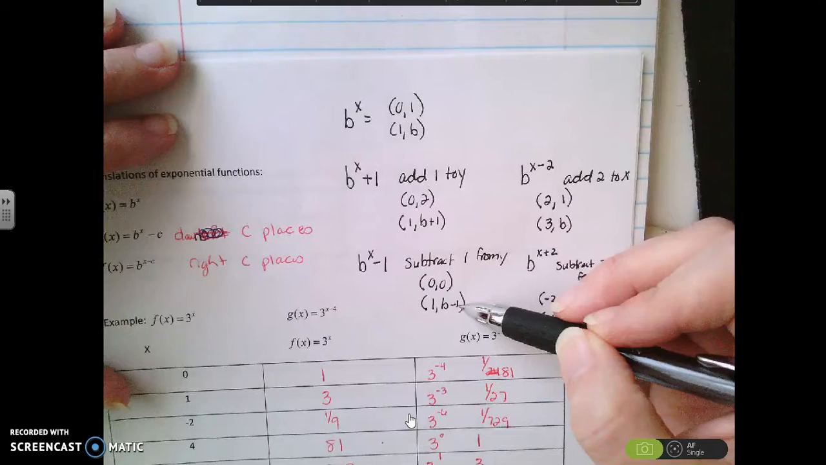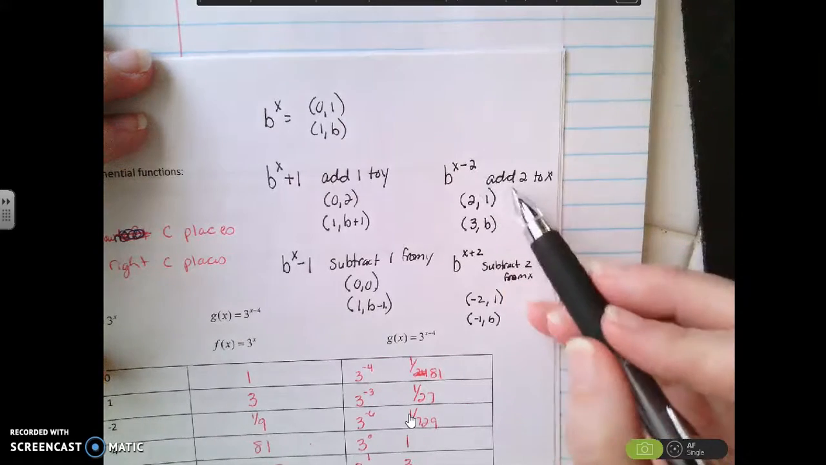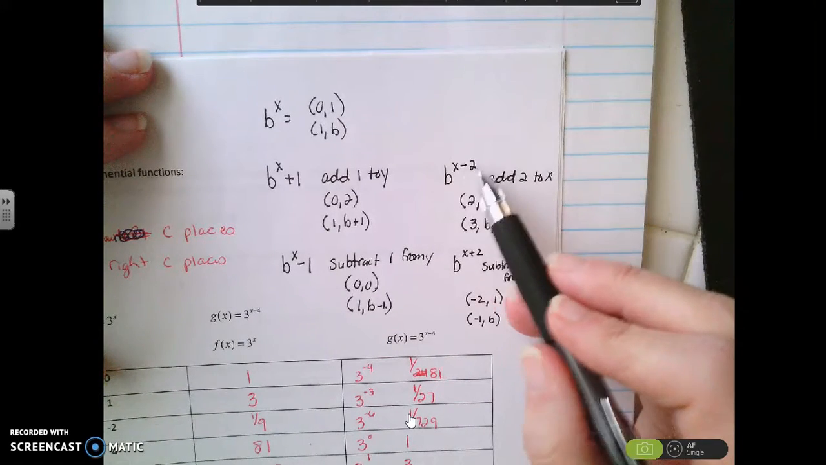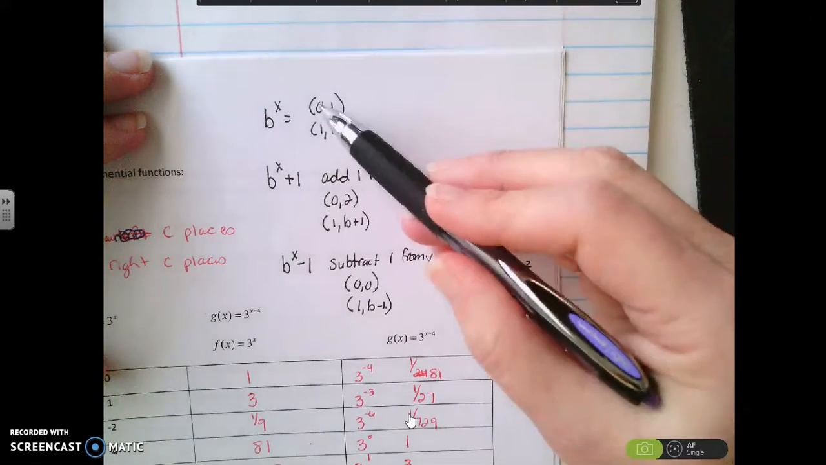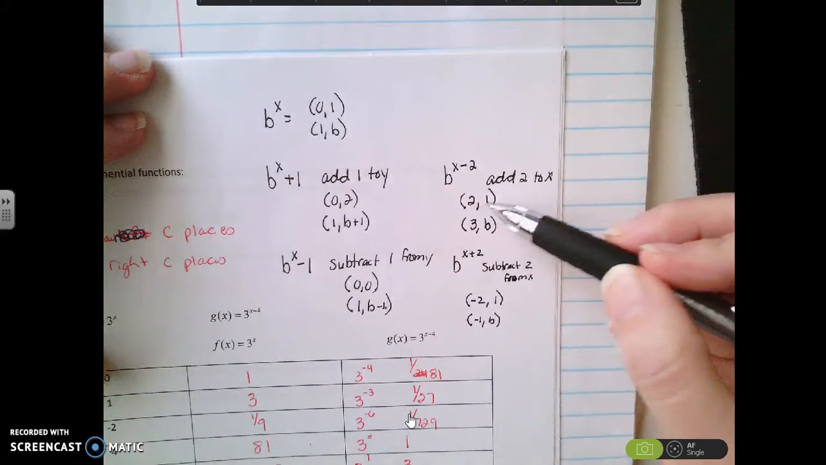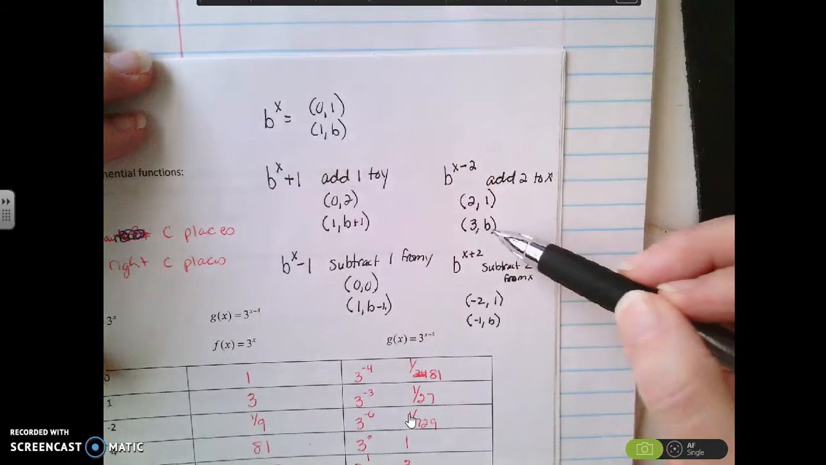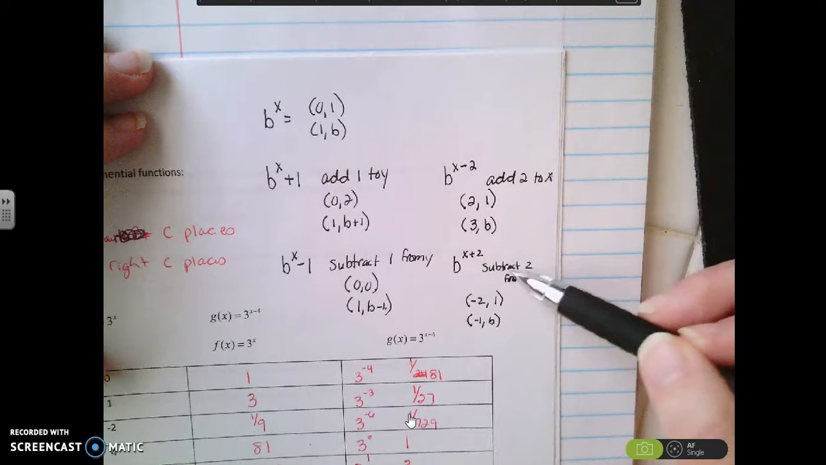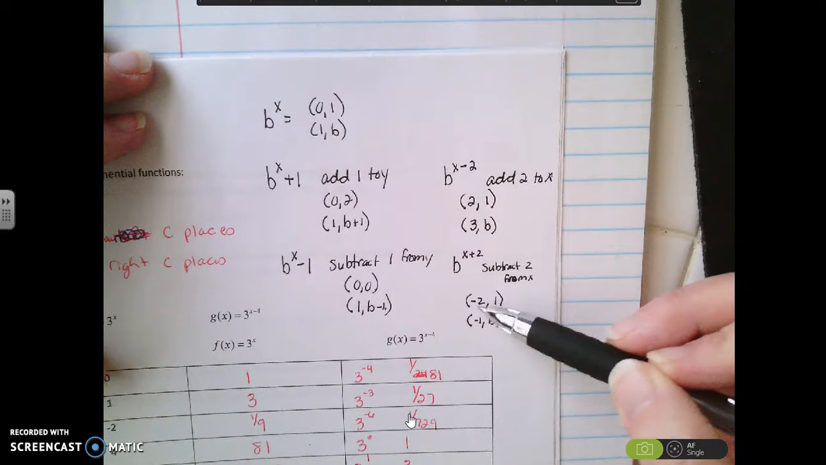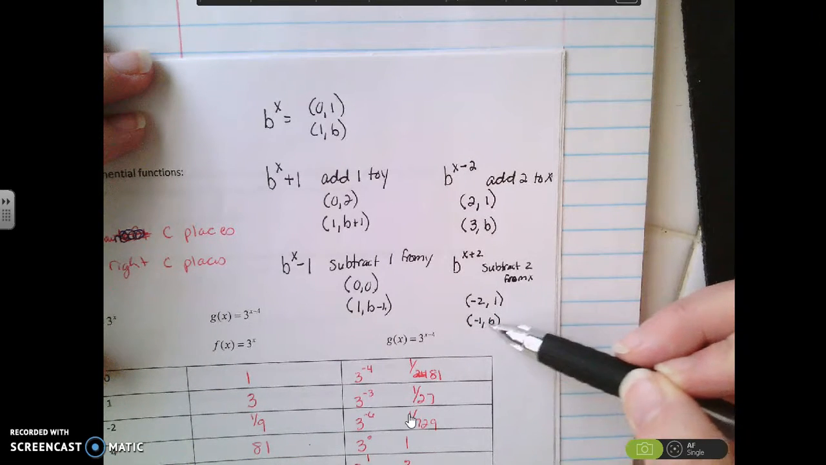So it's going to be 1 minus 1, which is 0, and b minus 1. Okay? Another one here, if I have b to the x minus 2, now the x's are being changed, and it's going to add 2 to the x. So it's going to add 2 to 0, so it's (2, 1), and it's going to add 2 to 1, so it's going to be (3, b). And on this one, b to the x plus 2 is going to subtract 2 from x, so it's going to be (-2, 1), and (-1, b).